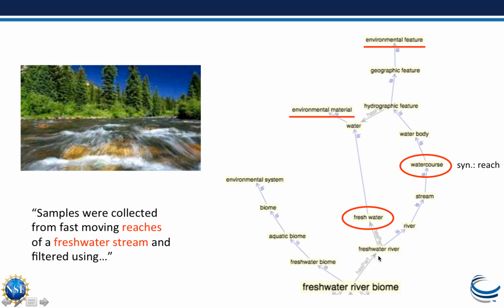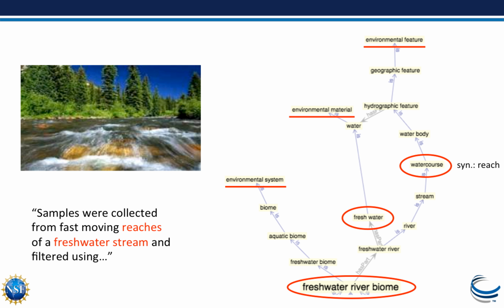We might also discover fresh water as one of the ENVO terms, and again, following the arrows, you can see that fresh water is the environmental material from which your specimen was collected. And in terms of the system, we have a freshwater river biome. Again, that's the environmental system. So we've hit on each of the three key branches. And one of the nice things about ENVO is that the logical definition of freshwater river biome already tells you that it has fresh water and a watercourse as part. So the feature, material, and system are linked through the logical definitions embedded within ENVO.